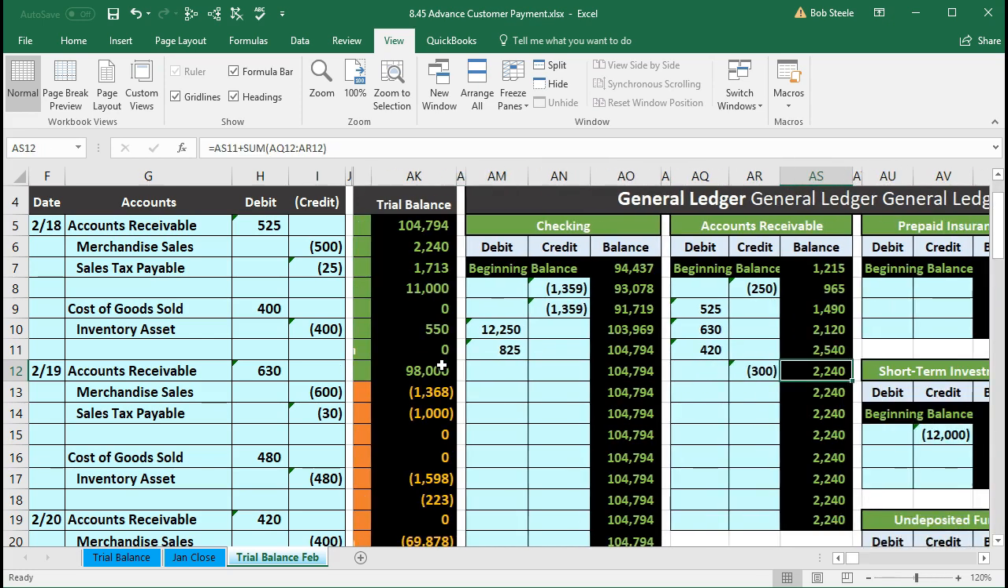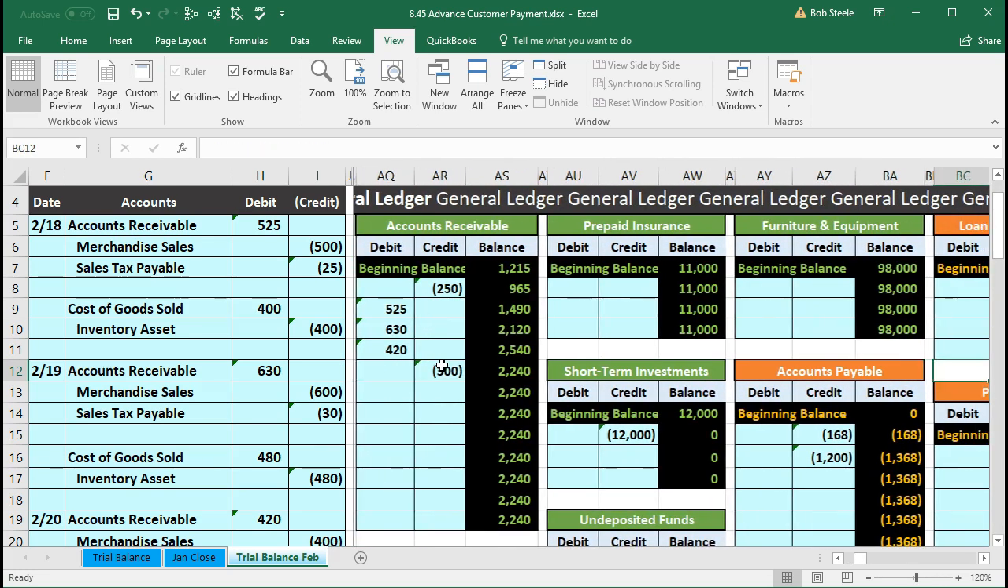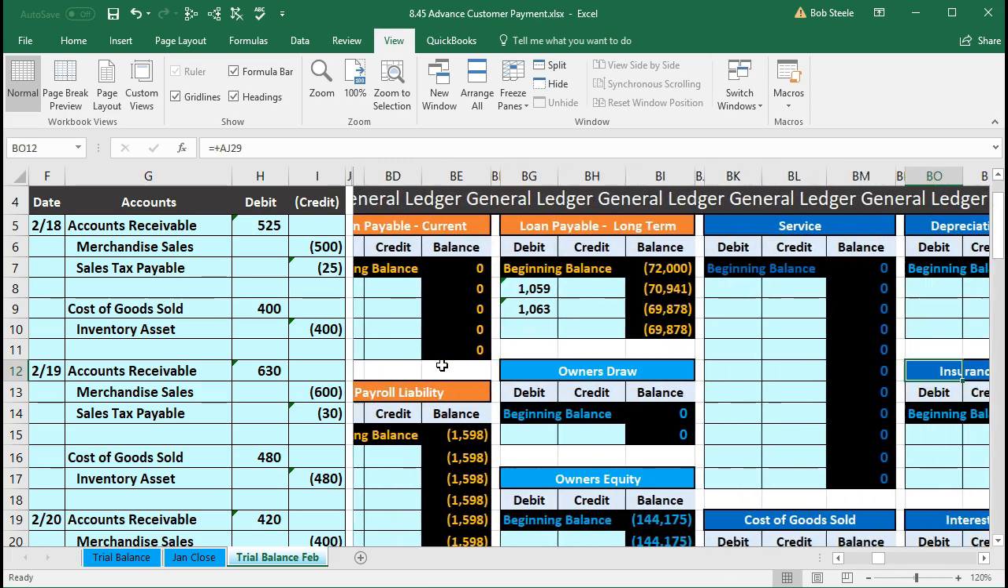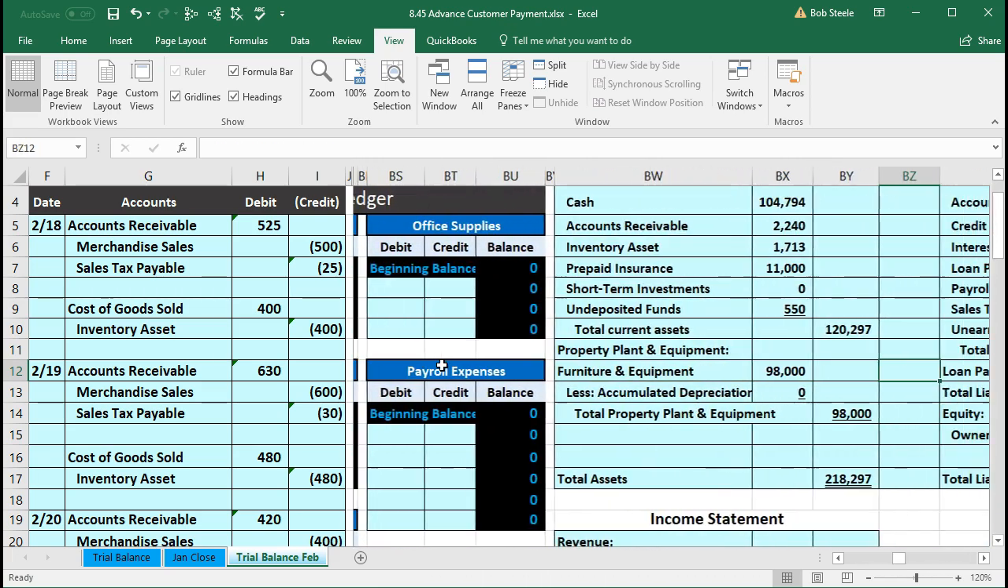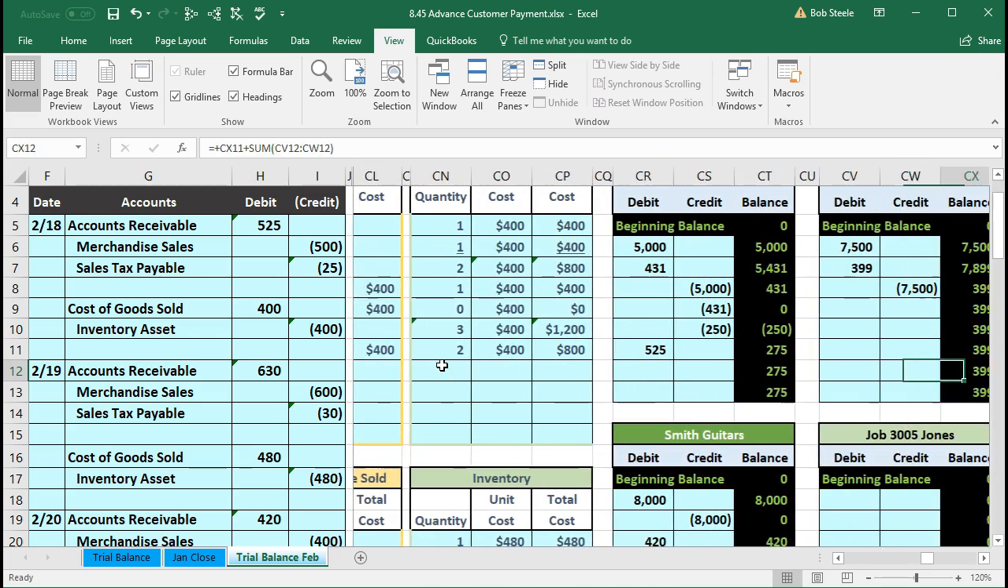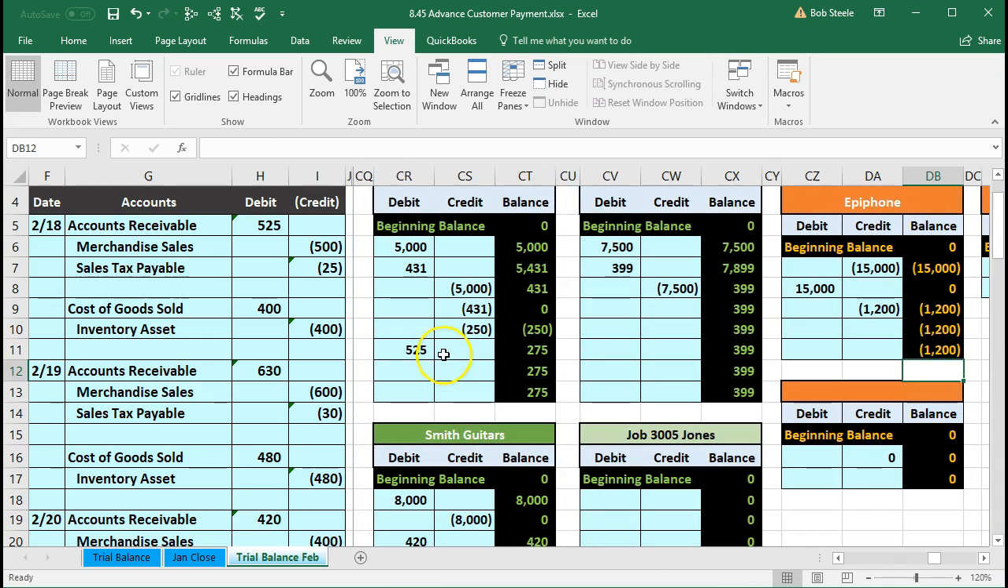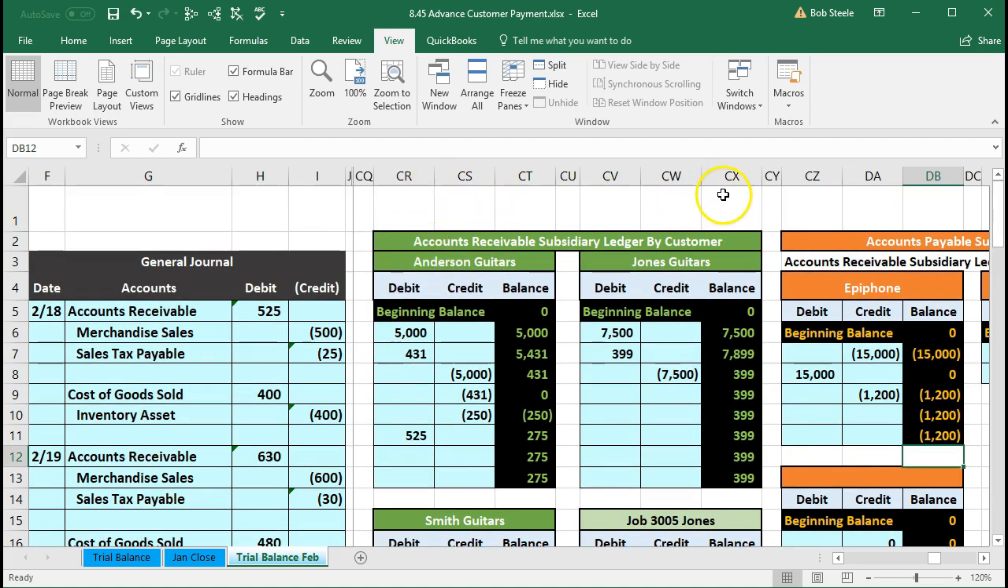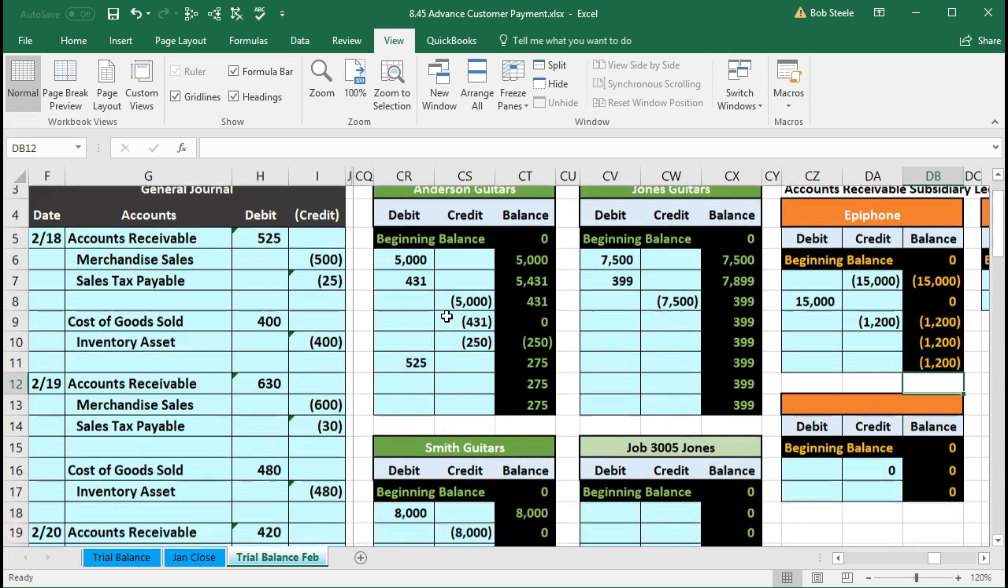And we'll go over why and the pros and cons. So let's scroll over to the subsidiary ledger. I'm just scrolling right, and it's a nice scroll to the right, and there they are. It's in the columns CR through CX. They're right there. And then we're going to scroll down, and we're looking for string music.